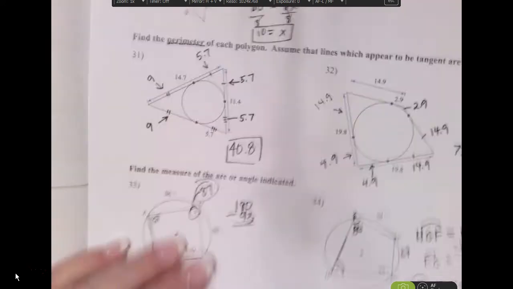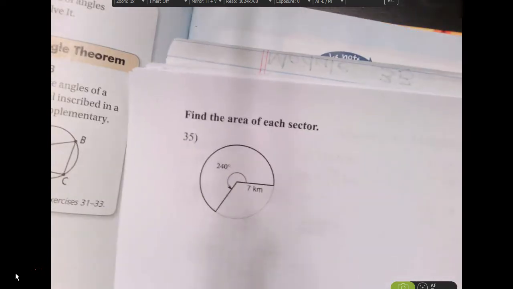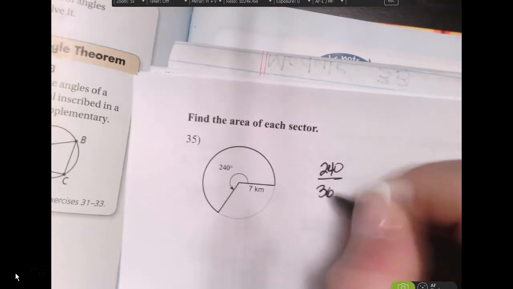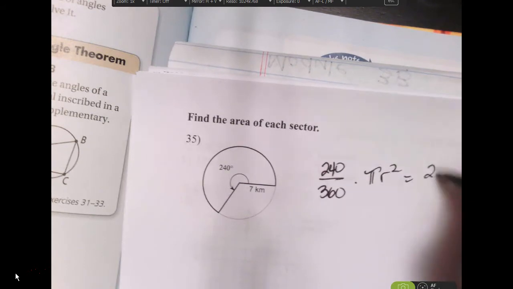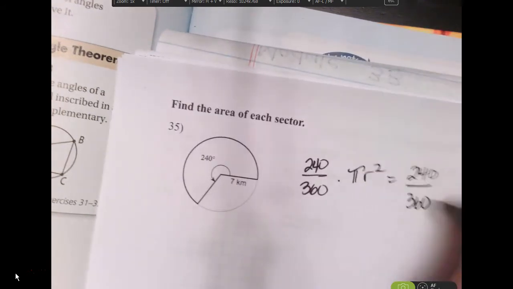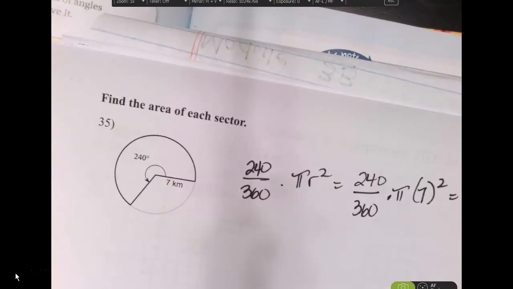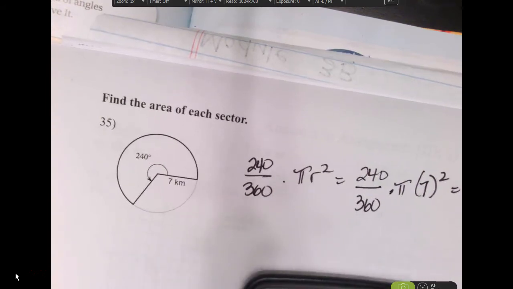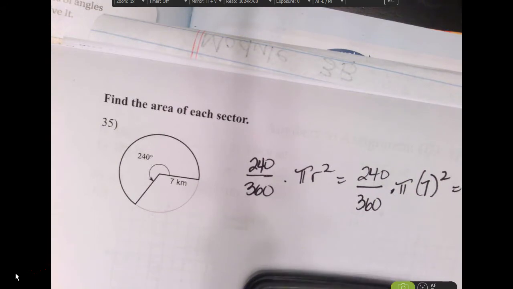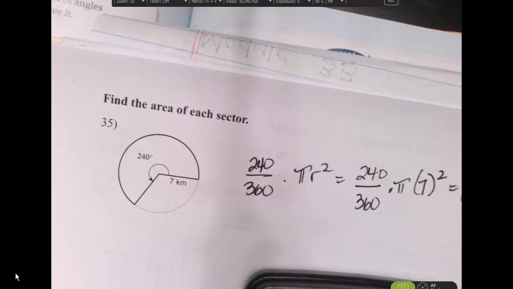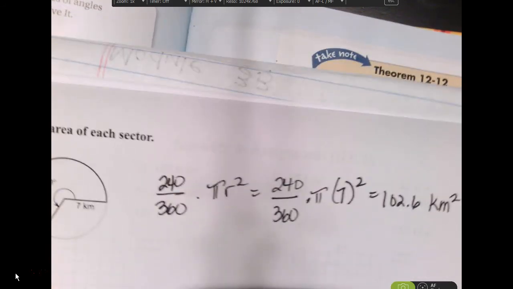And we're on to our last one, and that is another sector area. So we're just going to use that formula, 240 over 360 times pi r squared, which is, what's the radius? 7. So 240 out of 360 is like 2/3 times pi times 49, which is 7 squared, equals 102.6. And since that's an area, we're going to name that in square kilometers. And that's the end of our test review.